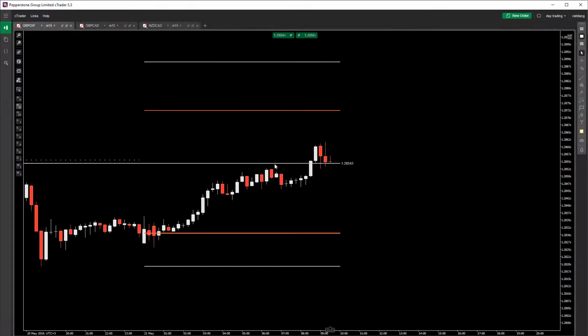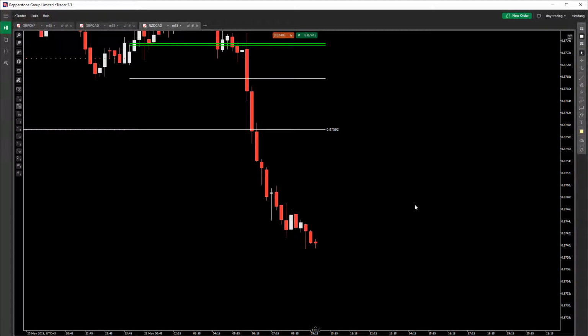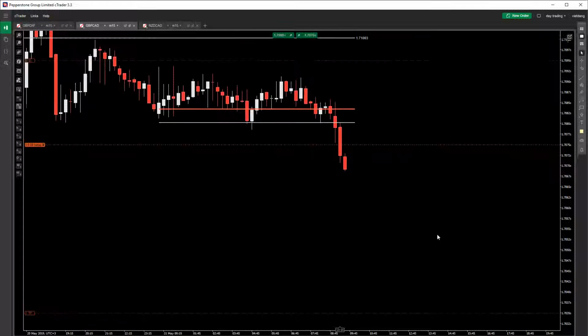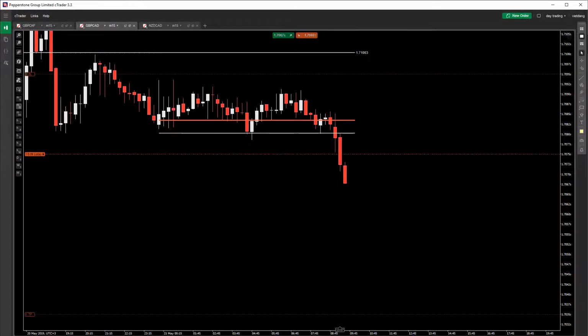So just going back to British pound Swiss franc, nothing has happened there, and New Zealand CAD, there's not much there. So right now the entire focus is going to be trading British pound Canadian dollar, looking to enter short on a slight pullback.